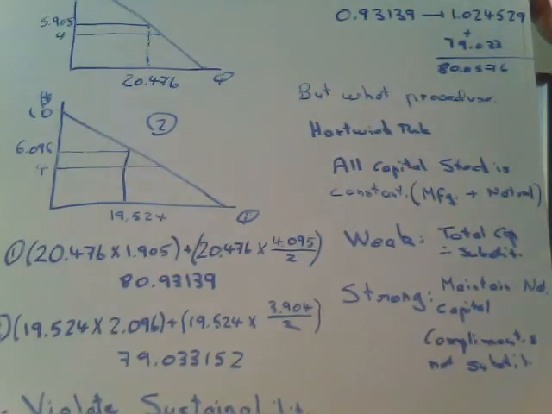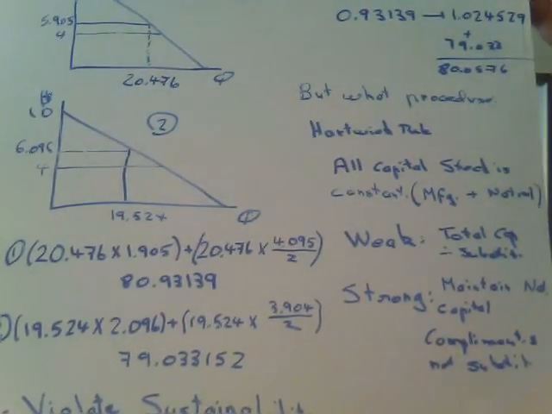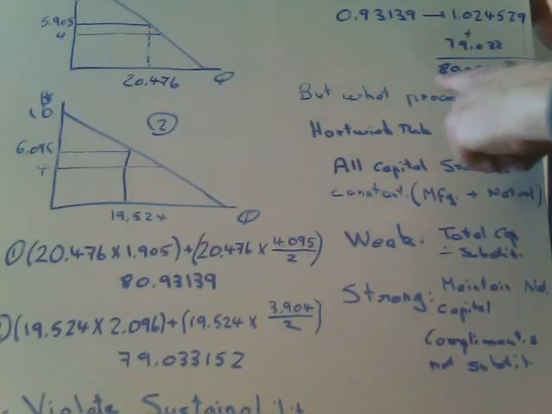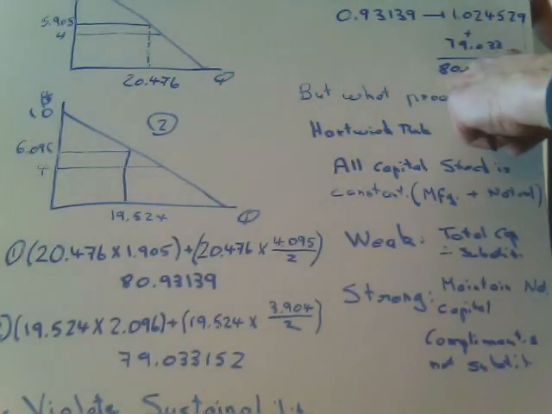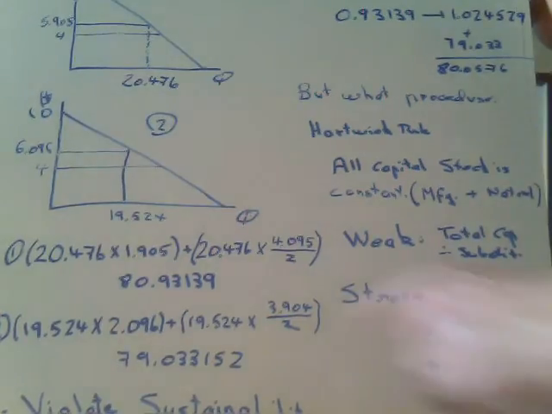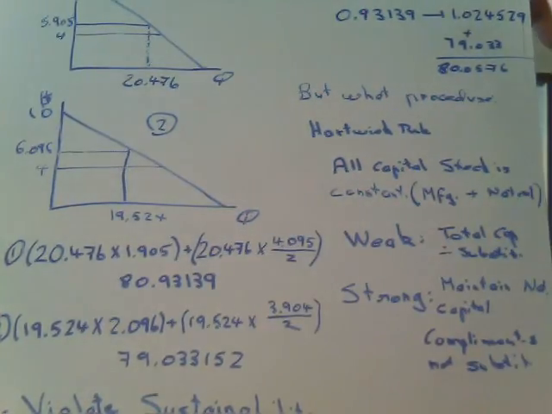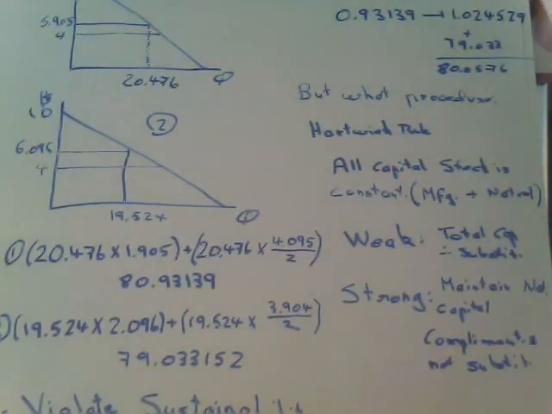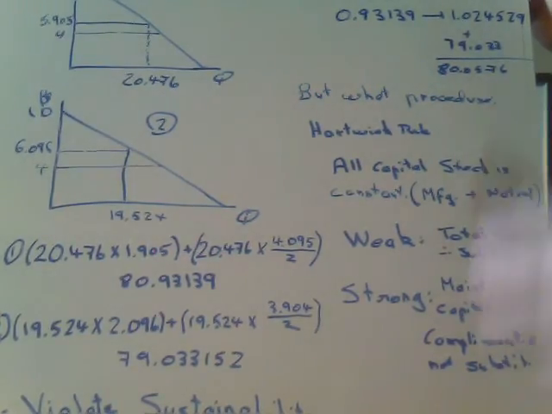1.024529. But the second period was 79. So if I add to the 79 the 1.02, what do I get? I get an 80.057. So right now, period 2 is going to have 80.057, while period 1 is going to have 80. So period 2 is going to have slightly more than period 1. Therefore, I have restored sustainability. I am no longer growing the present at the expense of the future.